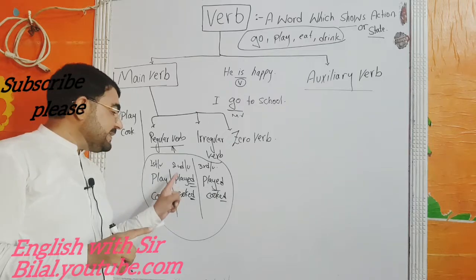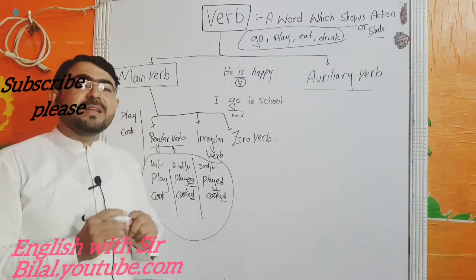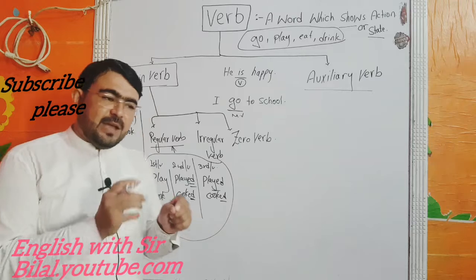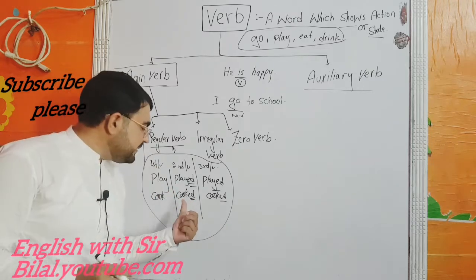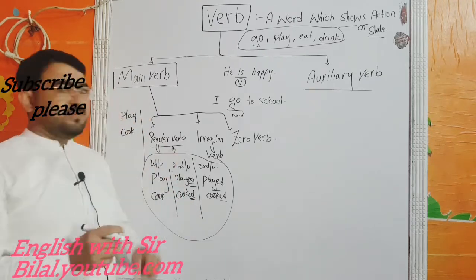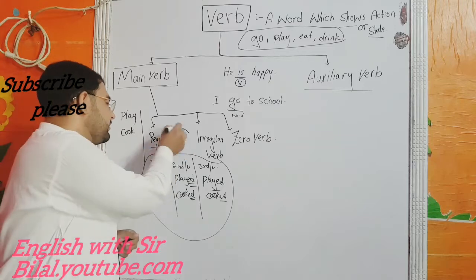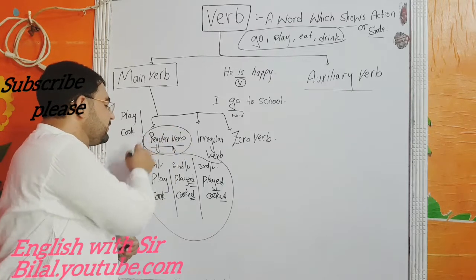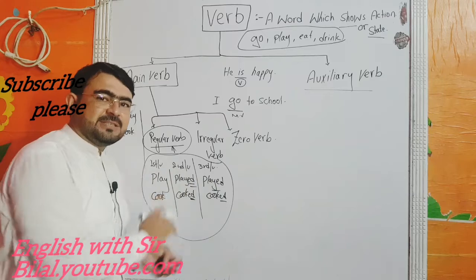Now here only ed is added when we are making second and third form. So whenever there is only ed when you make the second and third form, this type of verb is called regular. So regular verbs mean regularly changes occur.